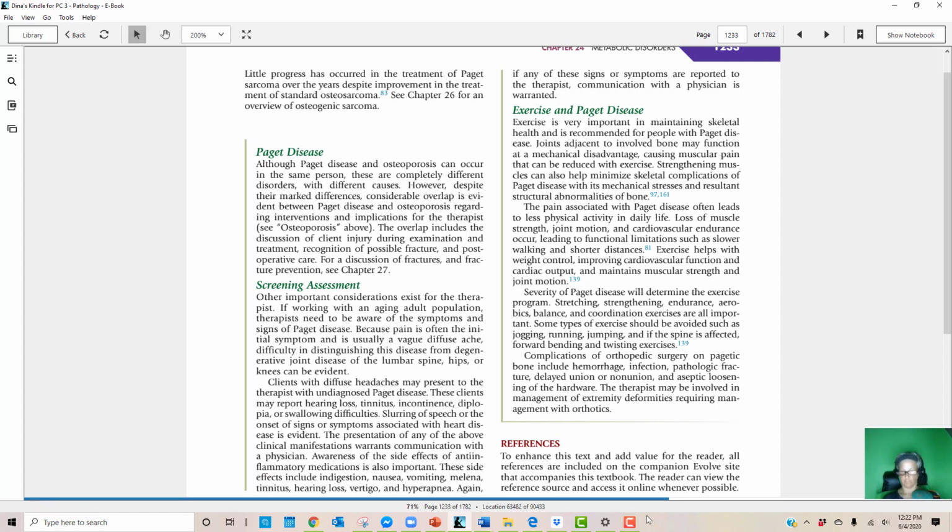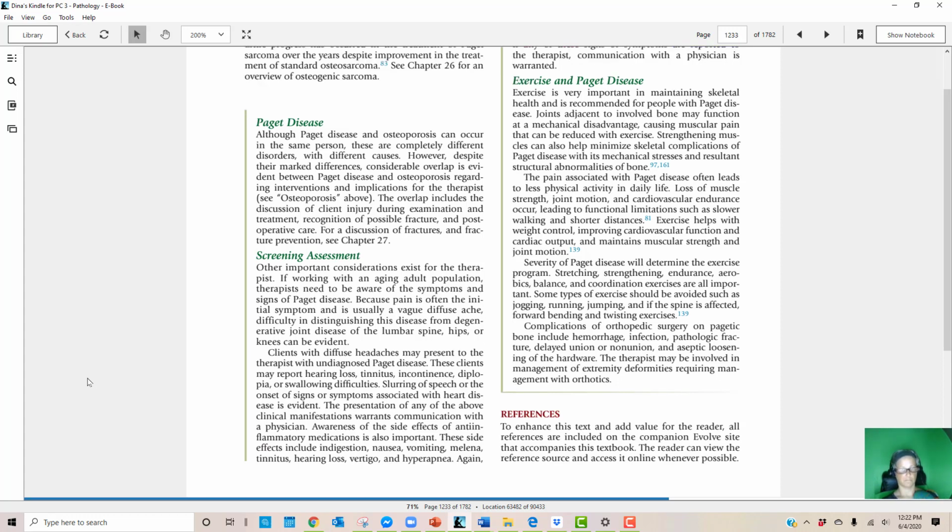Although Paget disease and osteoporosis can occur in the same person, these are completely different disorders, with different causes. However, despite their marked differences, considerable overlap is evident between Paget disease and osteoporosis regarding interventions and implications for the therapist. See osteoporosis above. The overlap includes the discussion of client injury during examination and treatment, recognition of possible fracture, and post-operative care. For a discussion of fractures and fracture prevention, see Chapter 27.